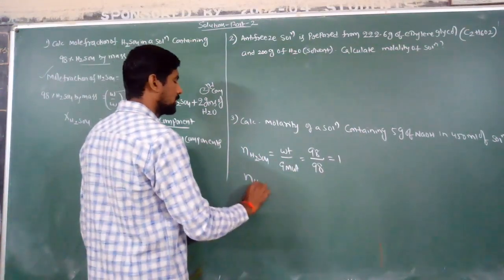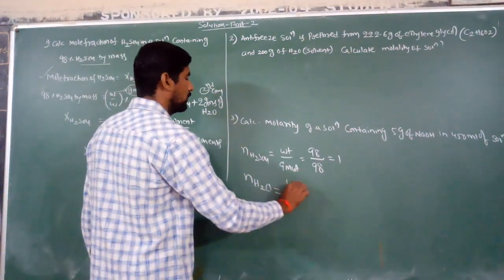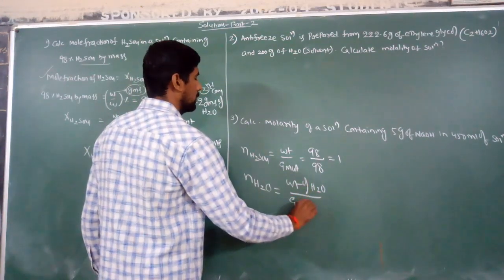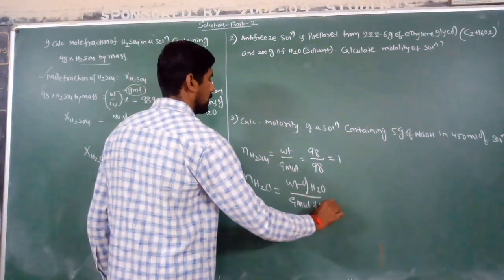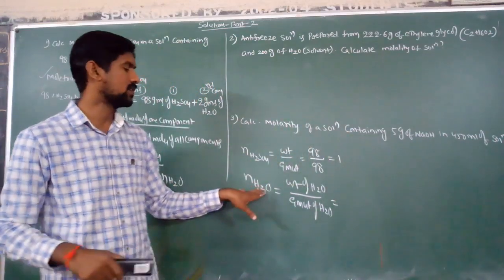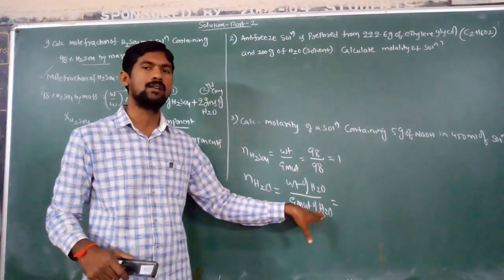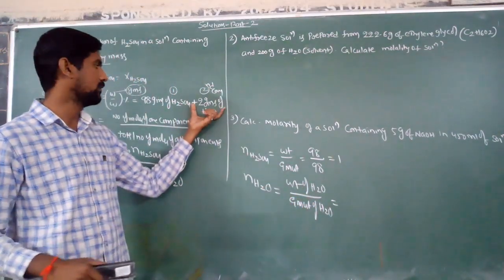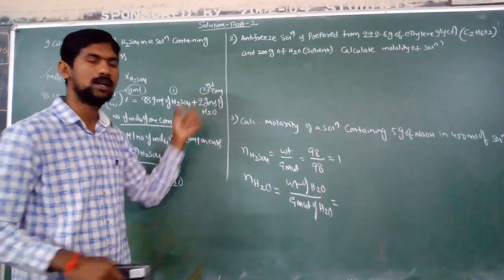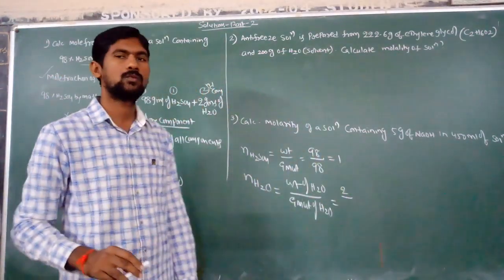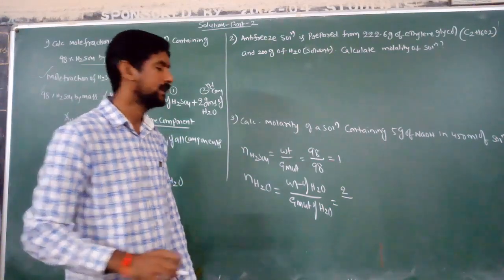And what is the number of moles of water? Weight of water by gram molecular weight of water. In the problem, what is the weight of water? 2 grams of water. 2 by, you know, what is the gram molecular weight of water? 18 grams.